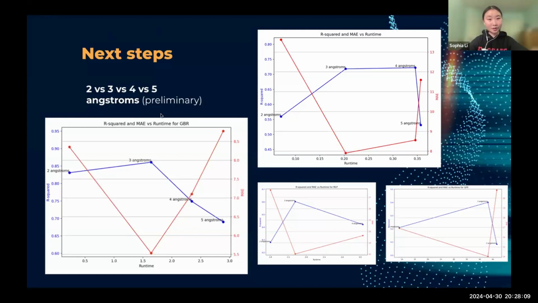So our next steps would be running our analysis on what is the optimal distance to take the neighboring atoms for each fluorine. So we currently have preliminary results comparing the performances of our models on 2 versus 3, 4, and 5 angstroms, as well as their runtimes. So we are trying to achieve a balance between efficiency and final performance. So just based on these results alone, it seems that around 3 angstroms is the optimal distance, as the 3 angstroms results achieve a relatively low MAE, relatively high R squared, and a moderate, reasonable runtime.